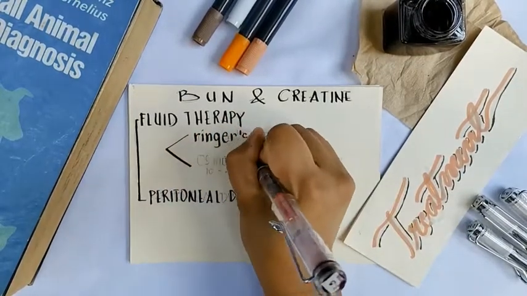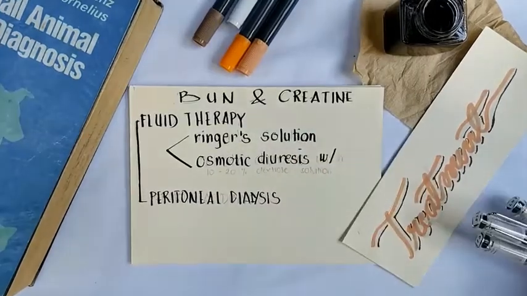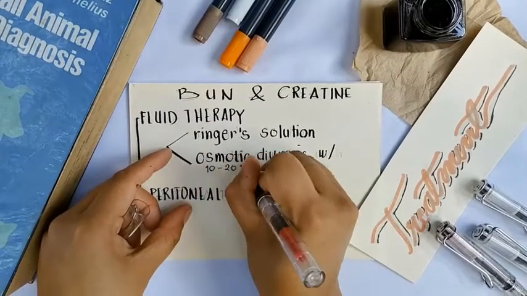Treatment for both BUN and creatinine are fluid therapy and peritoneal dialysis. In fluid therapy, you can use either Ringer solution or osmotic diuresis.